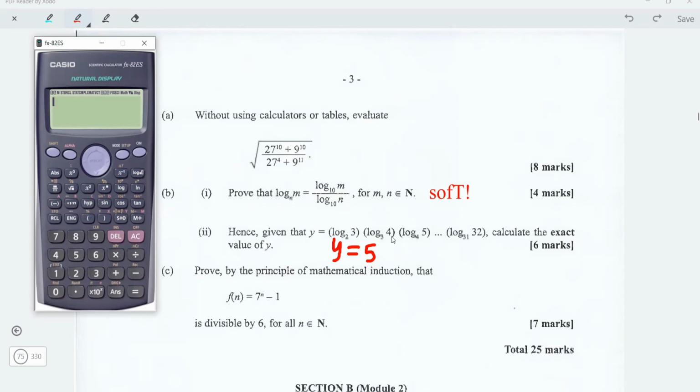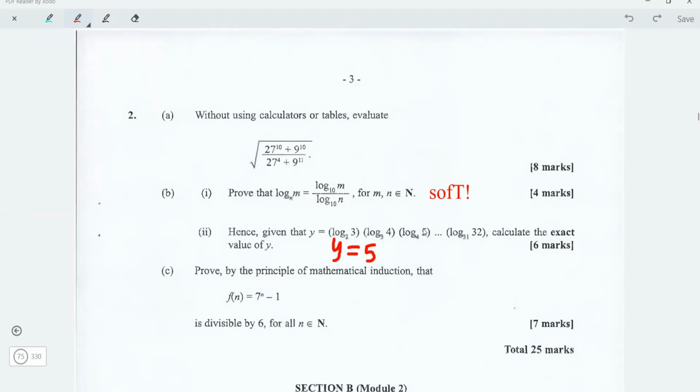But we can't bother to type out all of this right now. That's crazy. All right, because that's typing out about 30 different logs in a calculator. That's too much. So now let's look at part C.